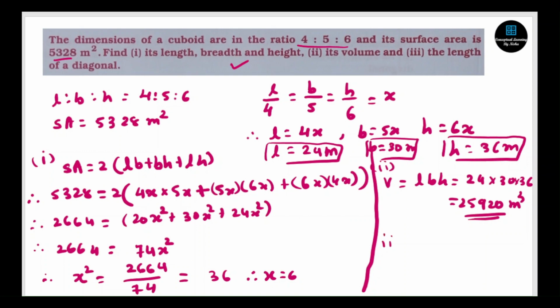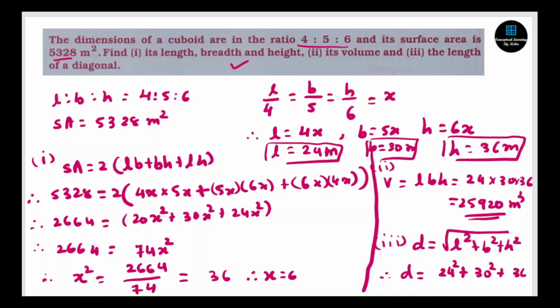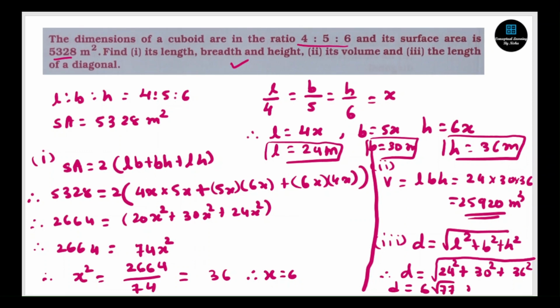And now the third answer, I have to find the length of the diagonal. So the formula is d equals square root of L square plus B square plus H square. And now when I substitute this, what do we get? L square, so 24 square plus 30 square plus 36 square. So we'll get d equal to, meter, okay.